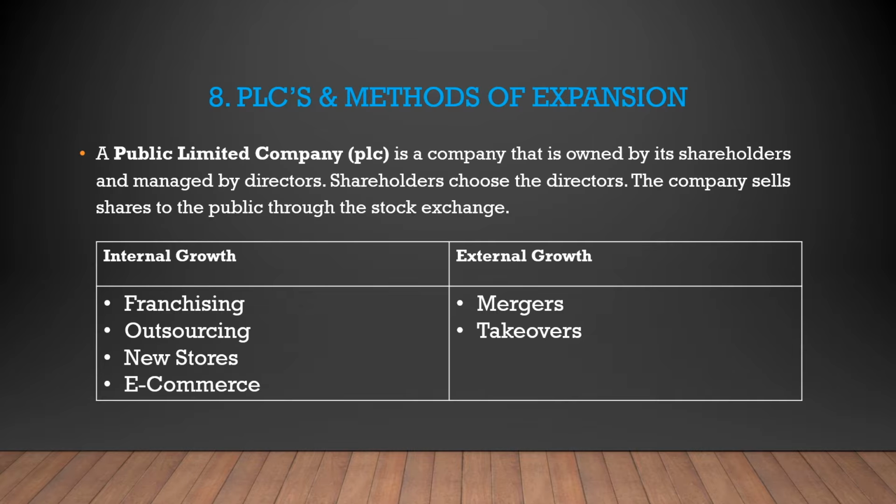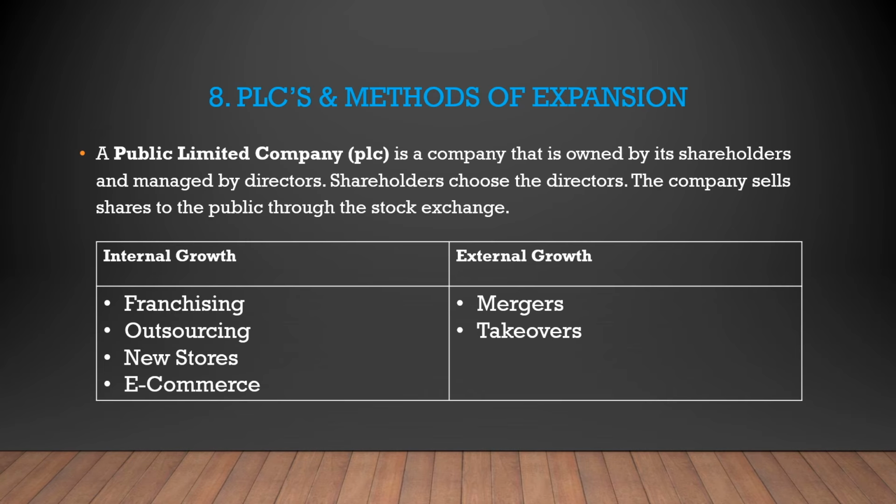Now, when we're thinking about growth, remember growth can be internal or external. Internal, iPhone. I for internal, franchising, outsourcing, new stores, e-commerce. I know it's not how you spell phone, but it's a way to remember it. So iPhone for internal growth. On the other side, external growth, commonly associated with public limited companies, is mergers or takeovers. Know your types of growth. Know your types of expansion. It's the same thing. So that's number 8.